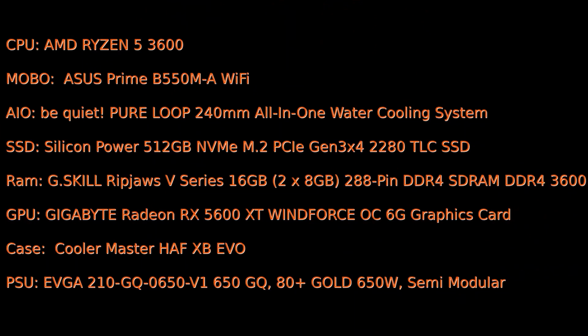As far as the specs of the system go, we have the AMD Ryzen 5 3600. The motherboard is the Asus Prime B550M-A Wi-Fi motherboard. To keep that 3600 cool, we have the Be Quiet Pure Loop 240mm all-in-one water cooling system. For the storage, we have the Silicon Power 512GB NVMe SSD. The RAM is G.SKILL Ripjaws 5 Series 16GB.